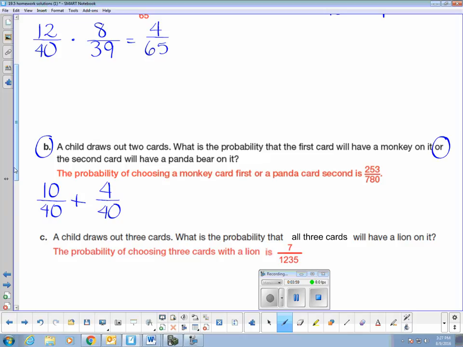Now let's just go back and remind ourselves, when we use the or rule, this is the probability of event A plus the probability of event B completely on its own, not having taken into consideration that event A has occurred. And then we need to subtract the probability of event A and then event B, given that A has occurred. So the probability of event A is 10 out of 40. The probability of event B is 4 out of 39.